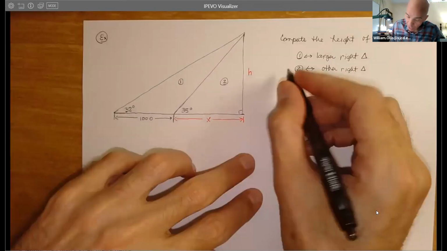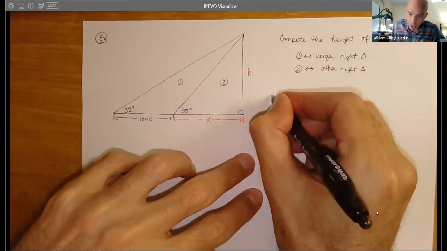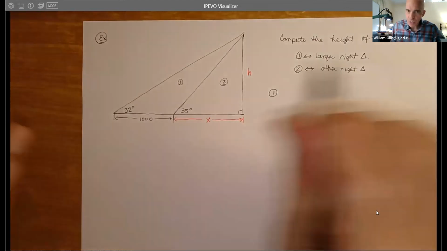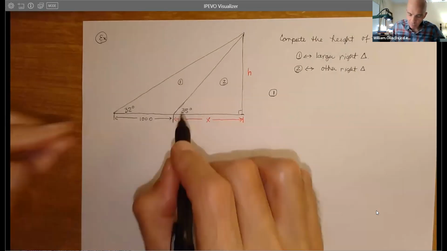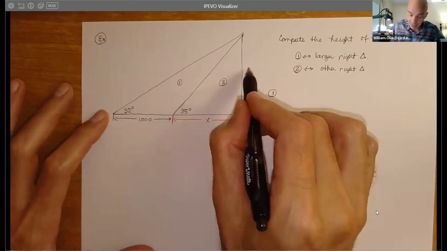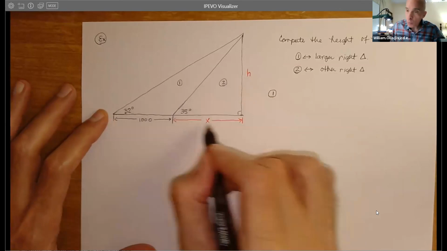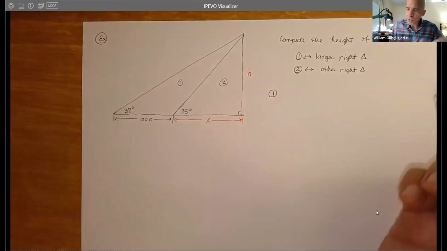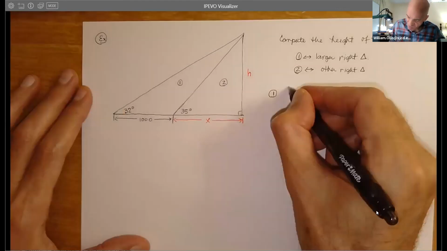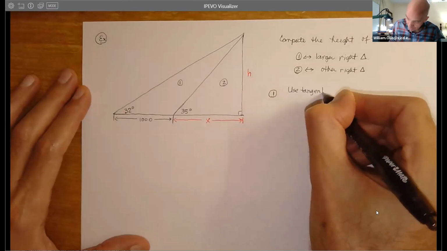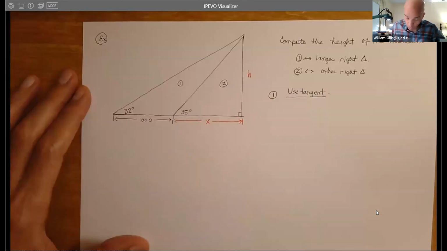So with the first triangle, and notice, this is what makes this problem fairly straightforward, we've got really nice angles here. If we take this larger triangle, we've got the opposite side and the adjacent side relative to the angle 32 degrees. And so we're like, yay, we can use tangent. Tangent is our friend.